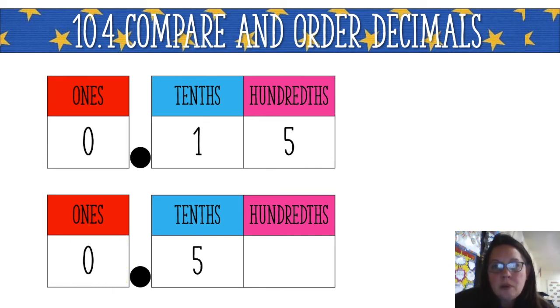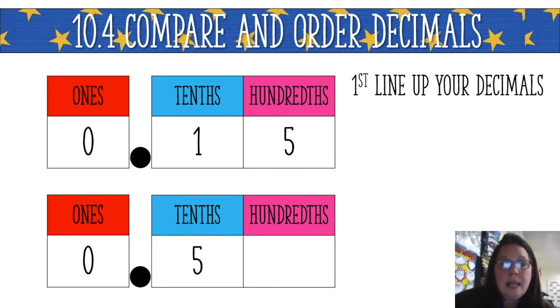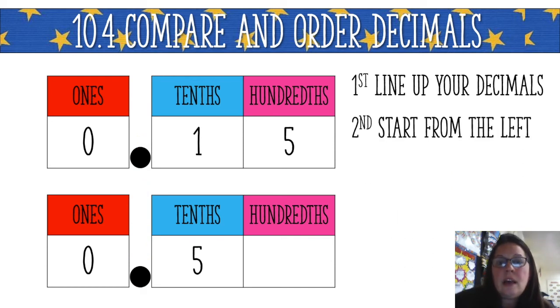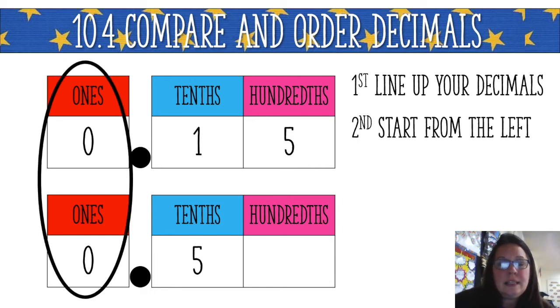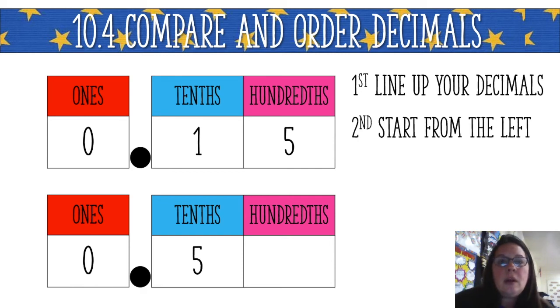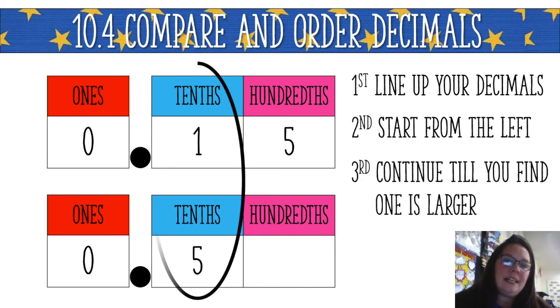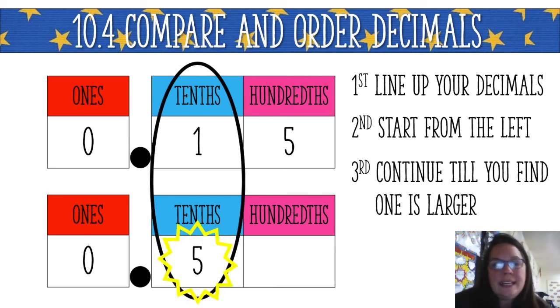All right, one more to try that might look a little tricky, but we have 0.15 and 0.5. It would sound like the number 15 is larger, right? Let's take it through the steps though. We line up our decimals, start at the left, no difference so far, and now we have to keep moving to the next place value, and we see that the 5 is actually the larger number and our winner. Yay!